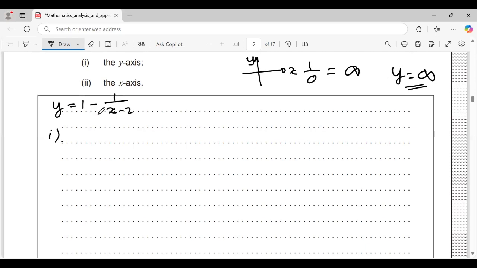Now we go back to this function. So the vertical asymptote occurs where this denominator is equal to 0. If this denominator equals 0, it means this part will be undefined, right? So x minus 2 should be 0. If x minus 2 equals 0, so x equals 2. And this is the vertical asymptote.